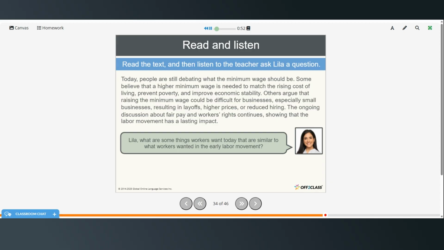Today, people are still debating what the minimum wage should be. Some believe that a higher minimum wage is needed to match the rising cost of living, prevent poverty, and improve economic stability. Others argue that raising the minimum wage could be difficult for businesses, especially small businesses, resulting in layoffs, higher prices, or reduced hiring. The ongoing discussion about fair pay and workers' rights continues, showing that the labor movement has a lasting impact.